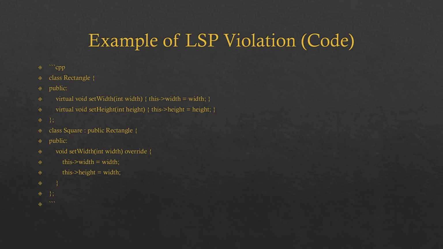Here's the code that demonstrates the violation. The square class inherits from rectangle but changes the behavior of the setWidth method, which results in incorrect behavior when the object is used in the same way as a rectangle.